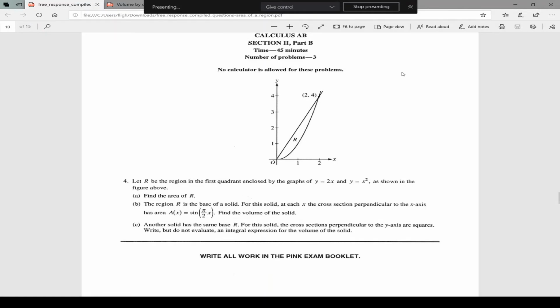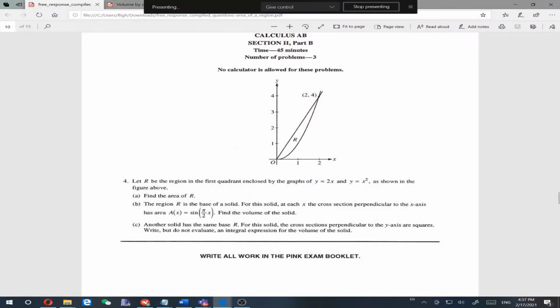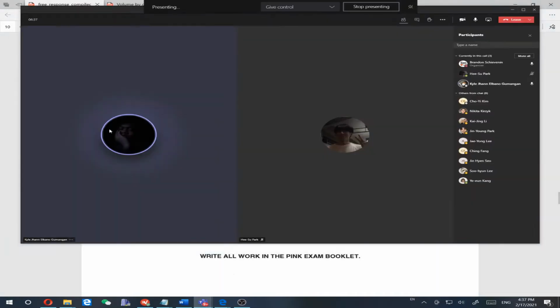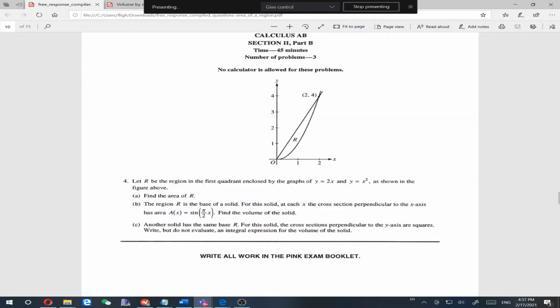Alright, so I've got this region here in the first quadrant enclosed by 2x and x squared. The first thing they want us to do is to find the area of R. So if I want to find the area bounded between two curves, Kyle, what do I need to do? To use this method? In this case, we're just looking for area, not volume, so not this method yet. So we do the integral from 0 to 2 of 2x minus x squared. Okay, integral from 0 to 2 of our top function minus bottom function. Looks good. So our top function is the 2x, bottom function is the x squared.